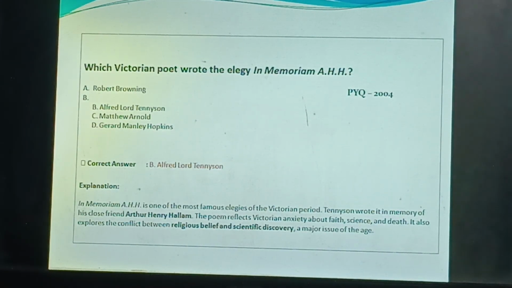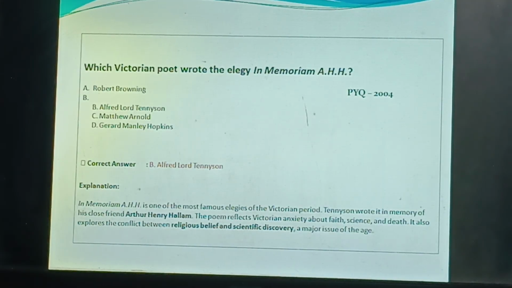Which poet wrote the elegy In Memoriam A.H.? As you know, there are four options: Robert Browning, Alfred Lord Tennyson, Matthew Arnold, Gerard Manley Hopkins. The correct answer is on the screen: Alfred Lord Tennyson. In Memoriam A.H. is one of the most famous elegies of the Victorian period.